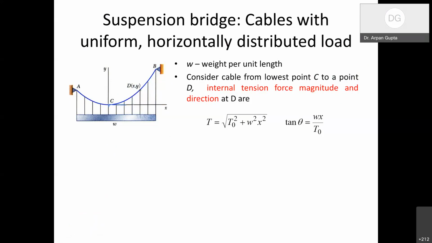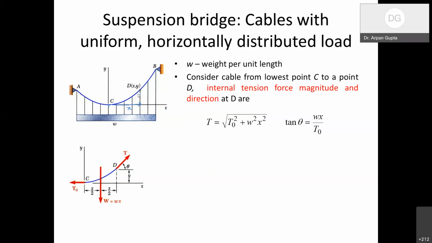So if I consider this as x, the net load acting here is w times x, small w into x. And now if I draw this, this is the tension value at point D that we have calculated, and the slope is also known, which is wx by T naught. Now the next question is how do we get the equation of this curve for this suspension bridge?